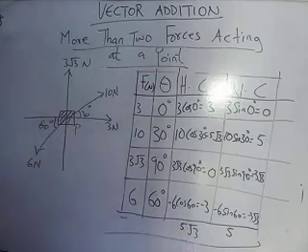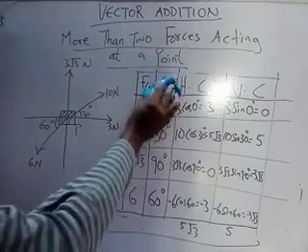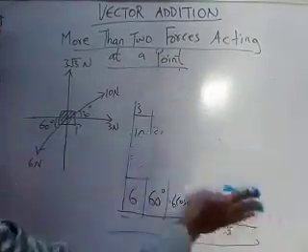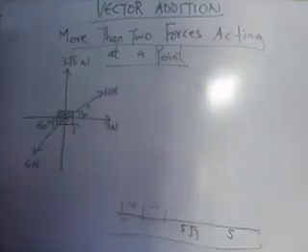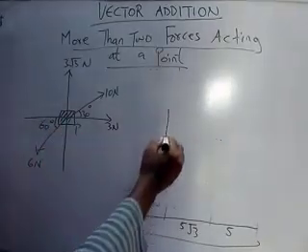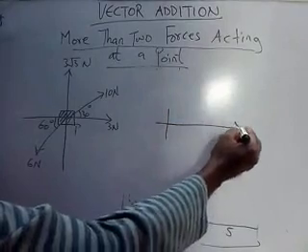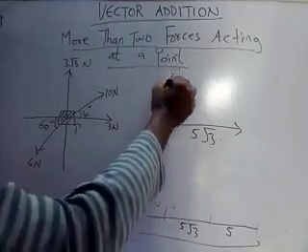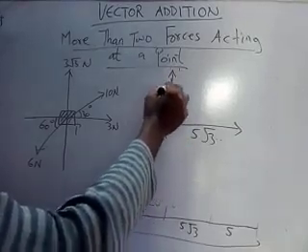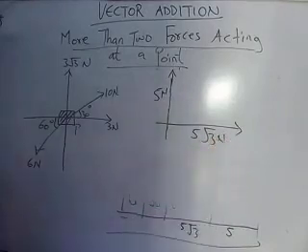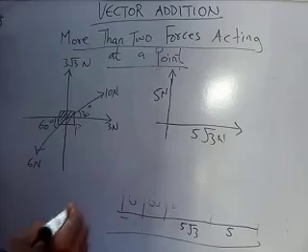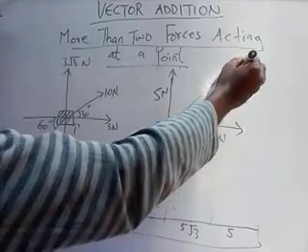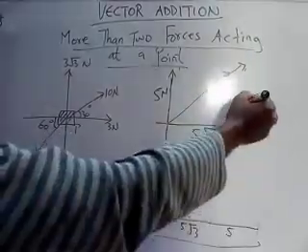So sorry, I have to clean this table now, so I have enough space to finish up the work. My horizontal is positive. Positive horizontal is this direction, 5 root 3. My vertical also is positive. Positive goes up, 5 Newton. So now I have to get the resultant, and resultant goes through this direction.